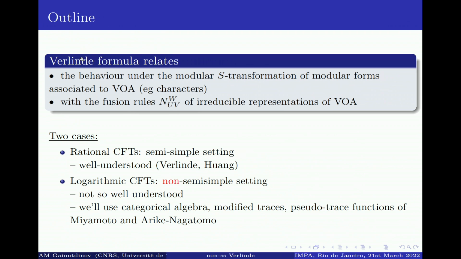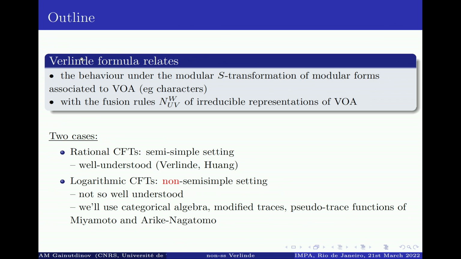For me, there are several definitions of the Verlinde formula. What's the Verlinde formula? It's sort of genus zero. I will be mostly talking about the genus zero case. So it's the Verlinde formula that relates fusion rules of, say, irreducible representations of a vertex operator algebra to the modular S transformation of the corresponding characters, right?